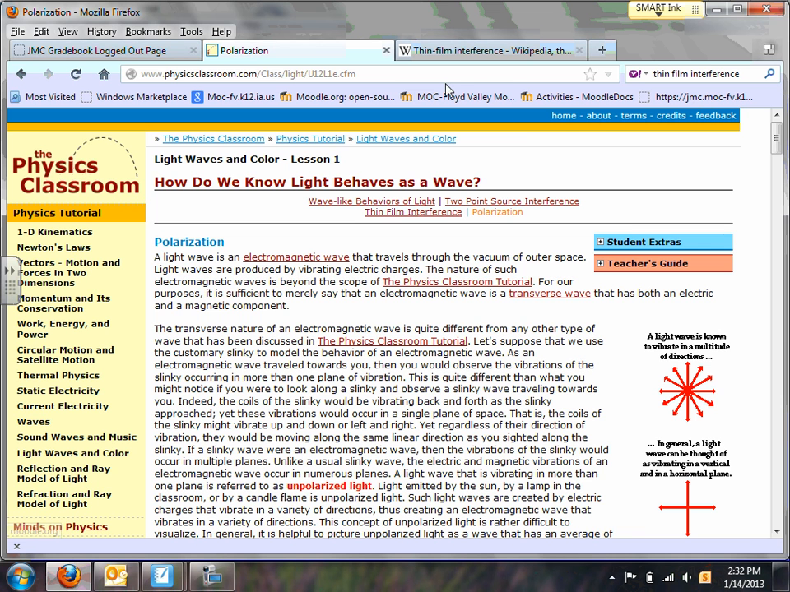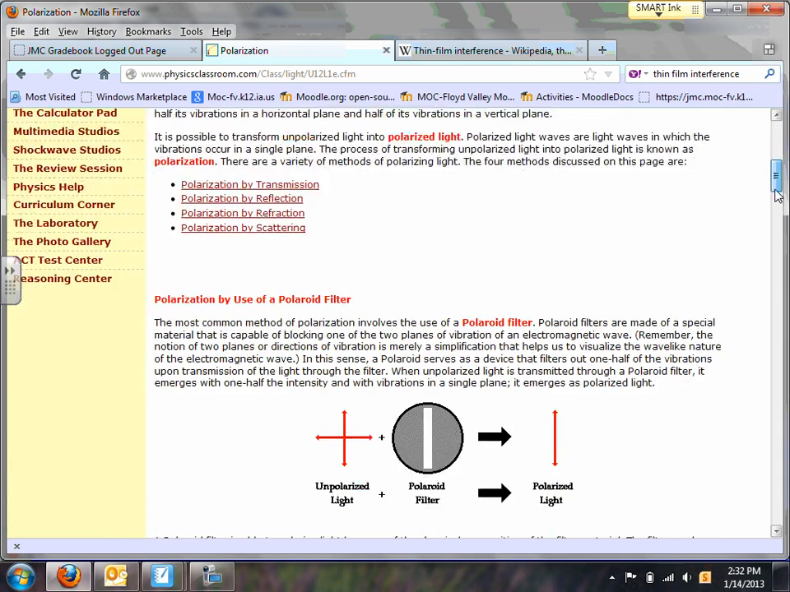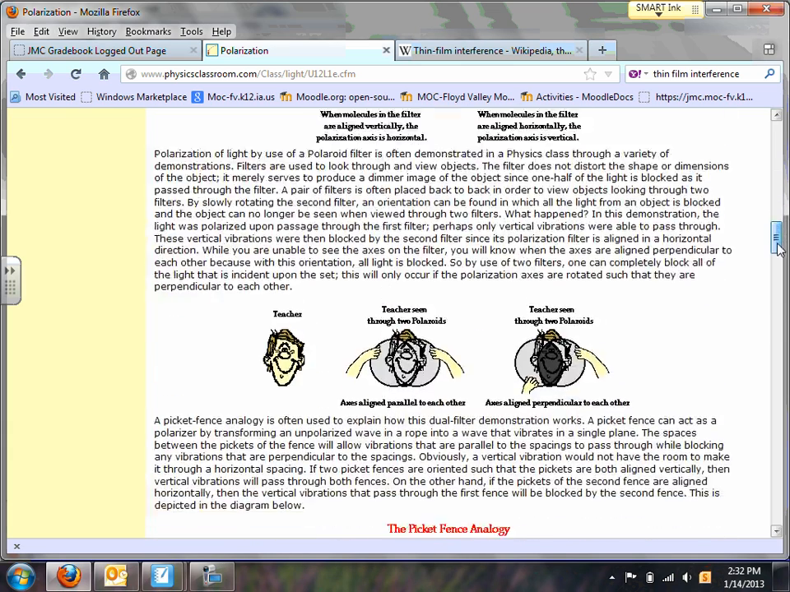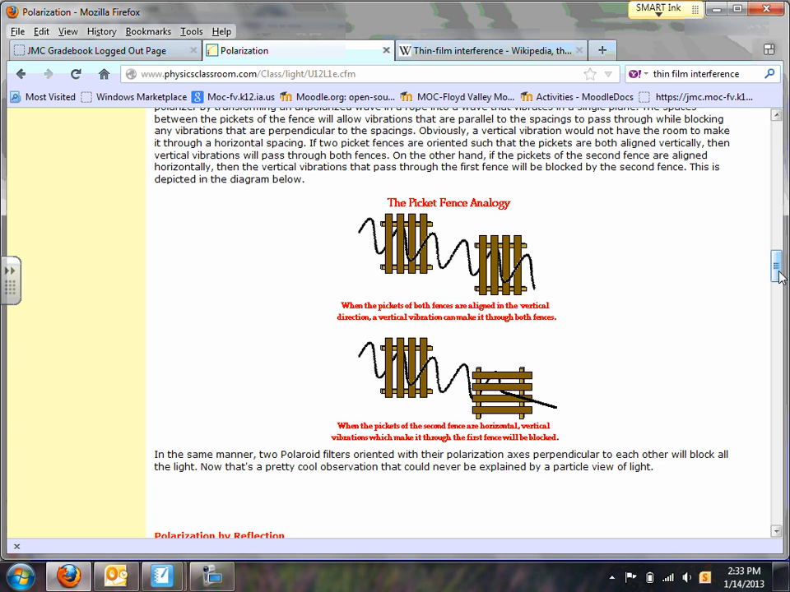A couple of websites here. This one talks a little bit about polarization. We know right over here light goes in every possible direction. If we're talking about polarizing, unpolarized light is horizontal or vertical, if we simplify it a bit. A filter blocks everything except the vertical, so that would be the polarized light, only the vertical light going through that filter. Talked about the picket fence: if it's parallel, it allows light to go through. If it's horizontal, it would block that vertical light.